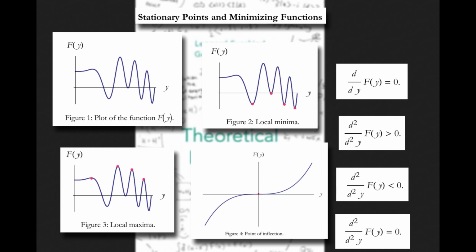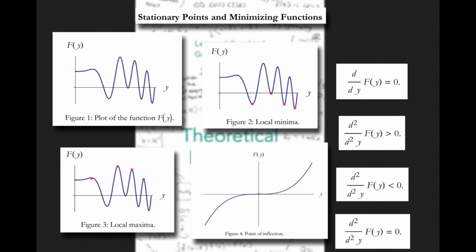The second condition tests to see what the character of the stationary point is by examining its second derivative. If the second derivative is larger than 0, then all points nearby will be above the stationary point, and we have a local minimum. d squared F by dy squared is greater than 0. If the second derivative is less than 0, then all points nearby will be below the stationary point, and we have a local maximum. That is, d squared F by dy squared is less than 0. See Figure 3 for examples of local maxima.